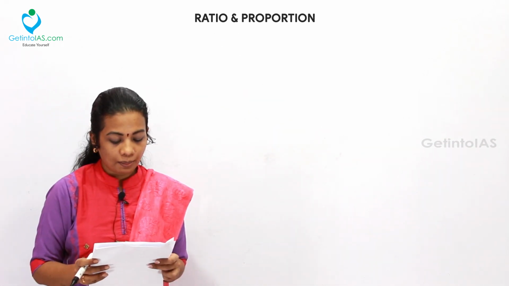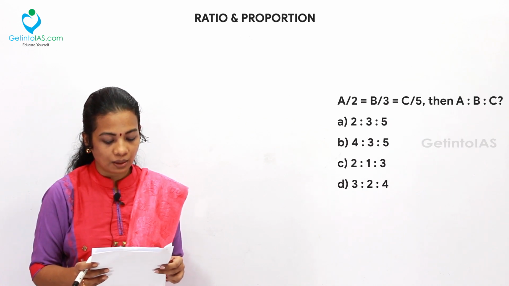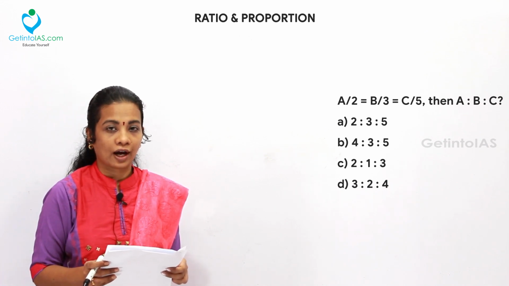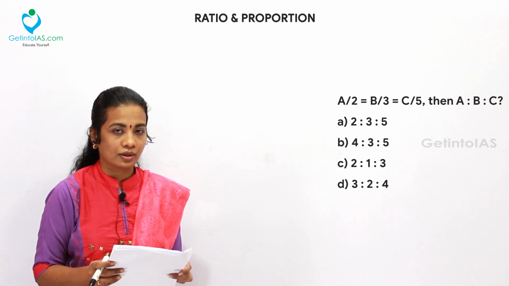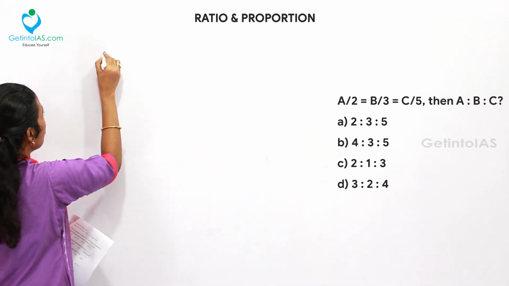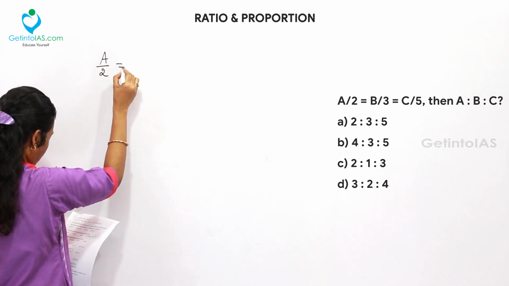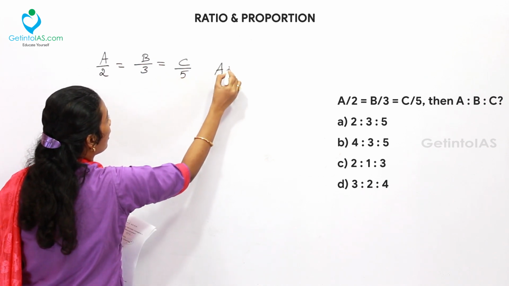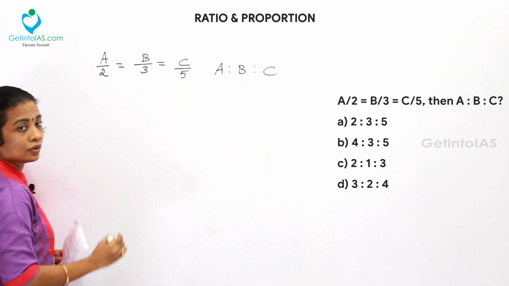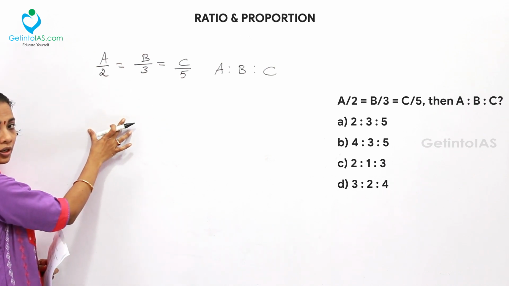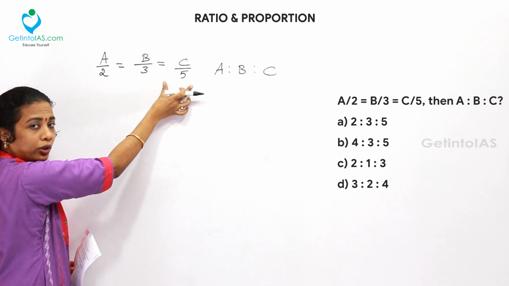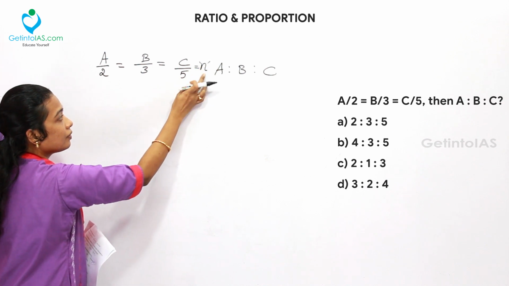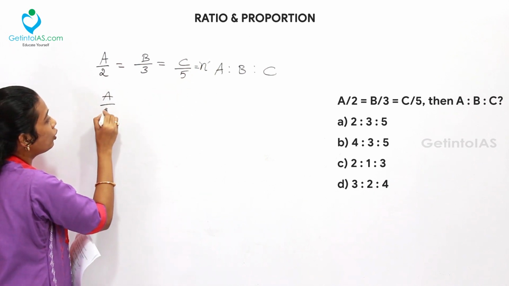The next question, a by 2 is equal to b by 3, which is equal to c by 5. Then find a is to b is to c. Here all the values are given in the form of fractions and you need to find them in terms of whole numbers. Now the actual way of solving these kinds of questions is that all the values are said to be equal. So simply you can substitute a value n. a by 2 is equal to n.